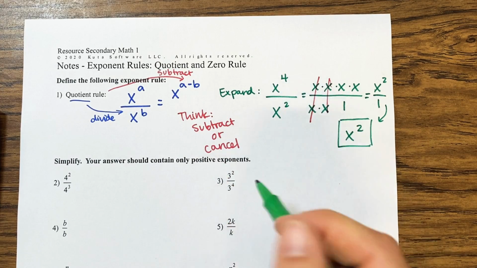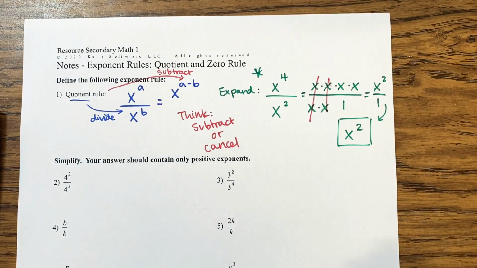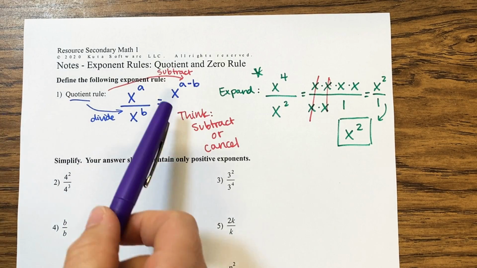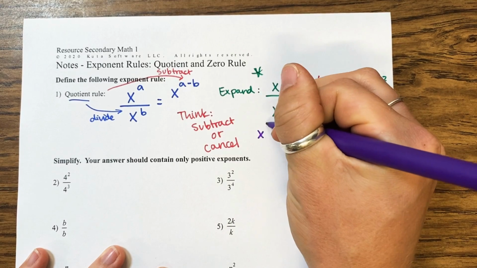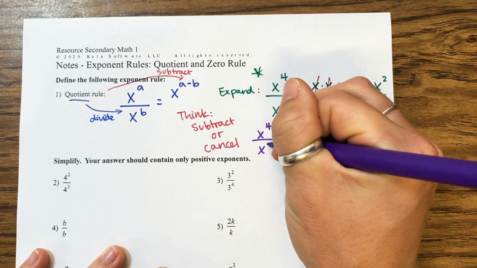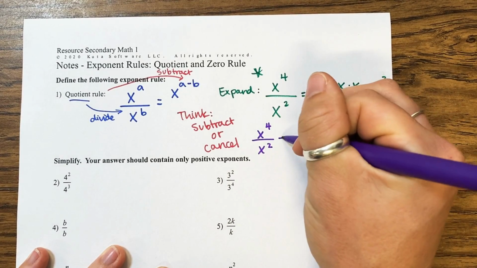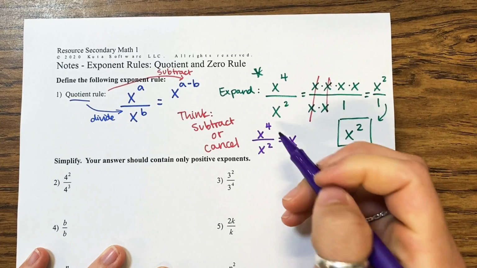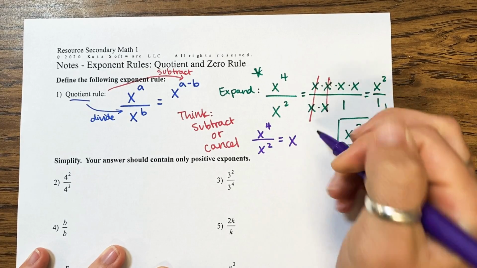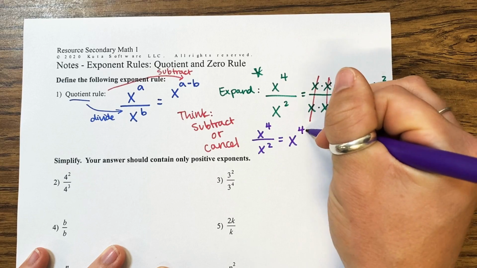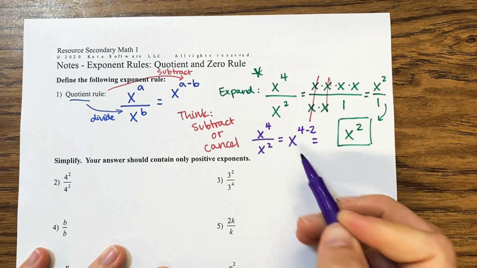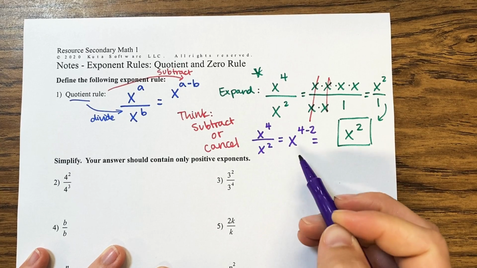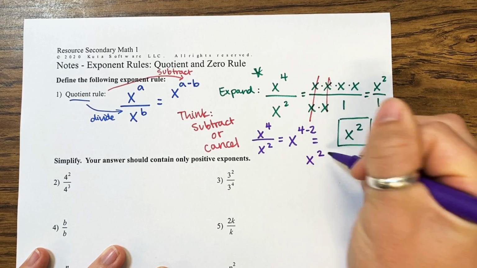I really, really love this method. I'll probably put a star right there because I really love that method. But let's do another example where we're just subtracting. Let's say, same thing, x to the fourth over x squared. We'll just subtract our top over our bottom. So 4 minus 2. What is 4 minus 2? What is x going to be to the power of 2? You got it, x squared.